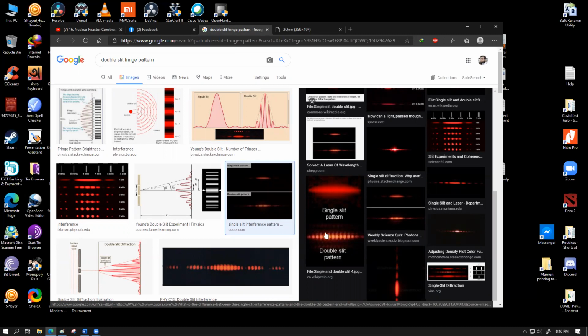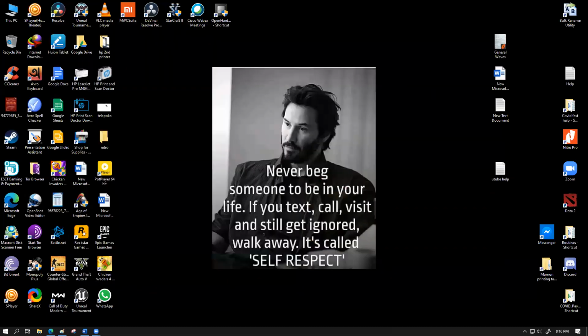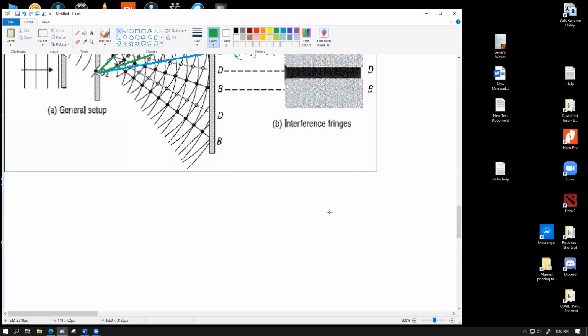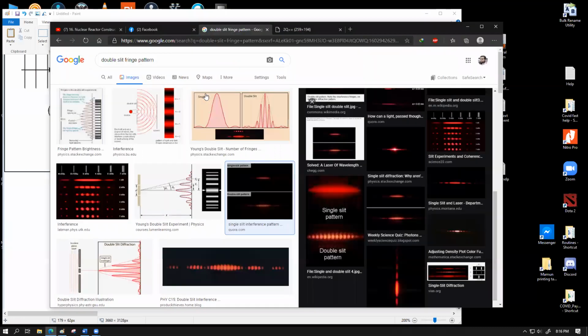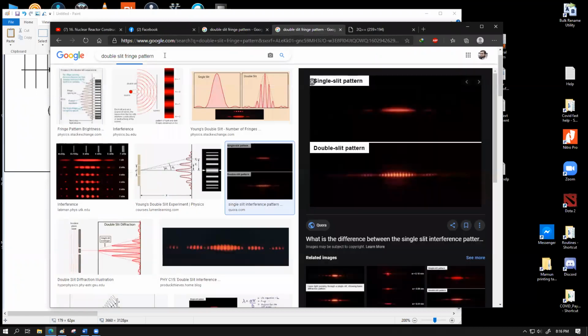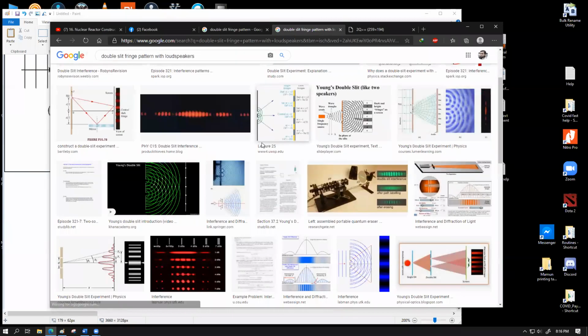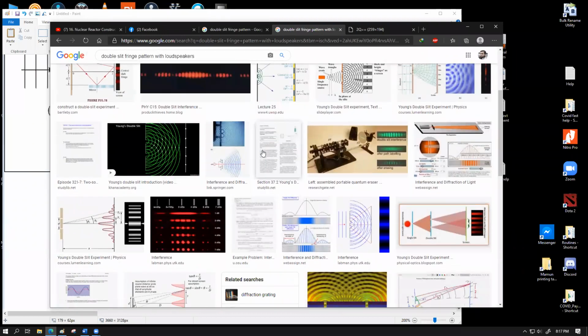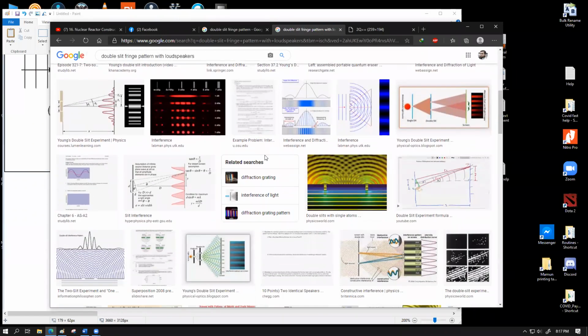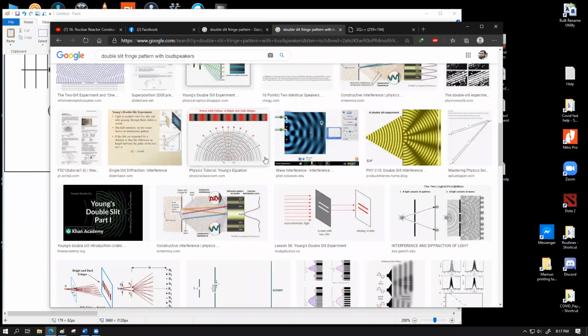Okay, sir. Okay. The following thing that I was trying to get at is that I was trying to search something here, double slit fringe pattern for sound waves. Okay, I might actually save this thing, duplicate.